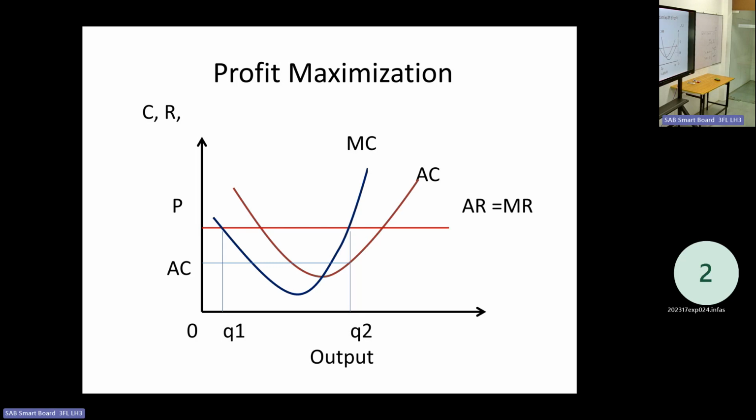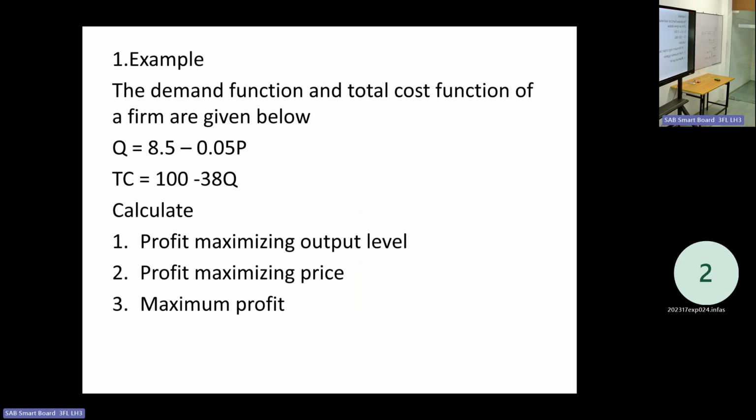So that is the marginal approach. There we consider marginal cost and marginal revenue, and based on that, we try to identify the profit maximizing output level. You can also ascertain the maximum profit there. Now we have given this example.